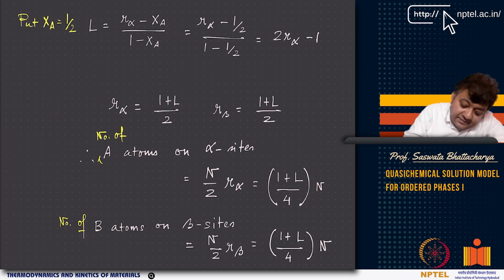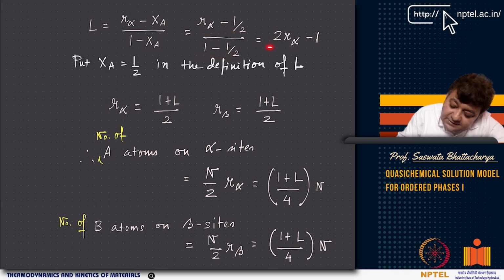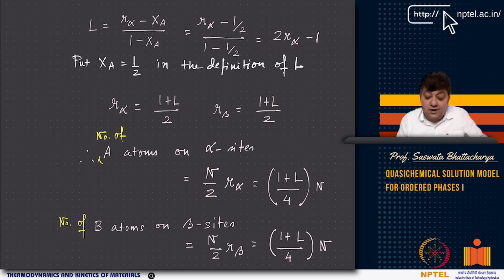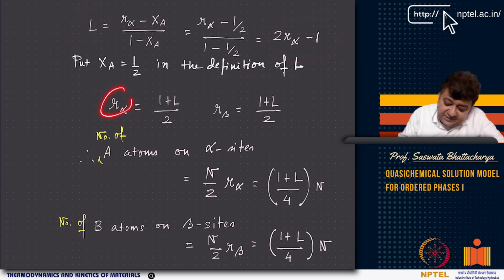Now, in such a case, L, which is R alpha minus XA by 1 minus XA, where XA is the mole fraction of A or composition of A. Now put XA equal to half in the definition of L. If you do that, you have R alpha minus half by 1 minus half, which basically comes down to 2R alpha minus 1. Now 2R alpha minus 1 is equal to L, right? So if you put XA equal to half in the definition of L, you get L equals to 2R alpha minus 1, or R alpha, that is the fraction of alpha sites occupied by A, is 1 plus L by 2.